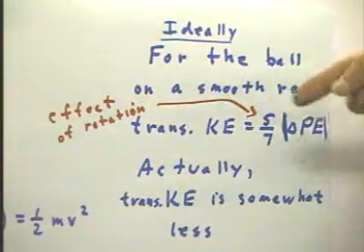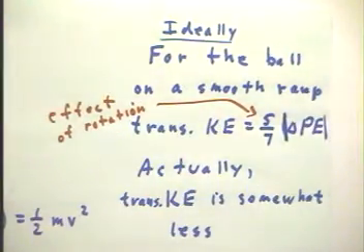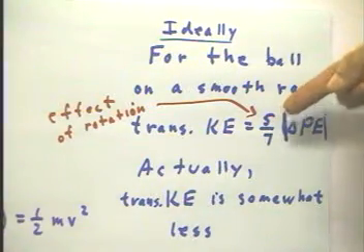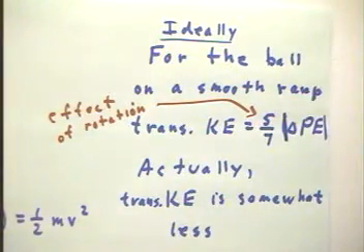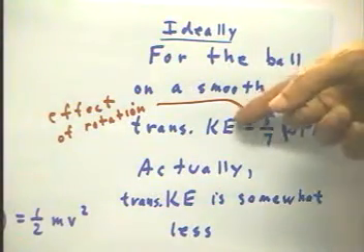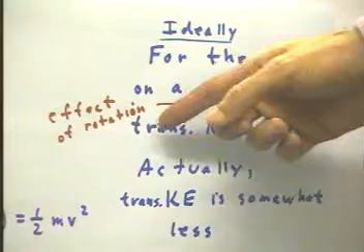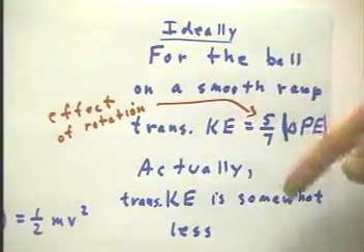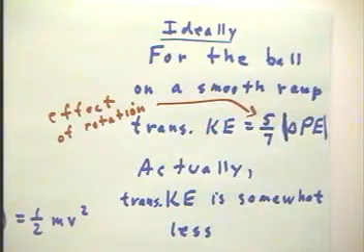If I happen to be wrong about this 5/7, we'll find out later when we get into analysis of rotational motion. So remember that I've claimed that a sphere rolling down a smooth ramp will have only 5/7 of its kinetic energy in the translational direction. The rest is going to be in rotation.